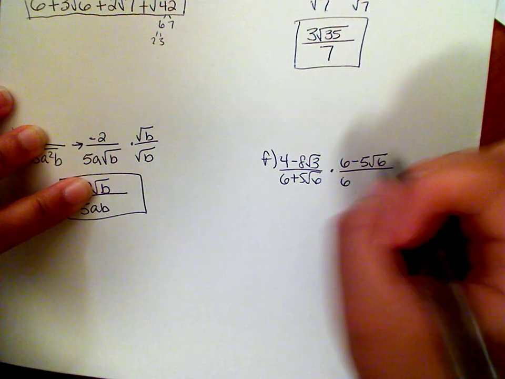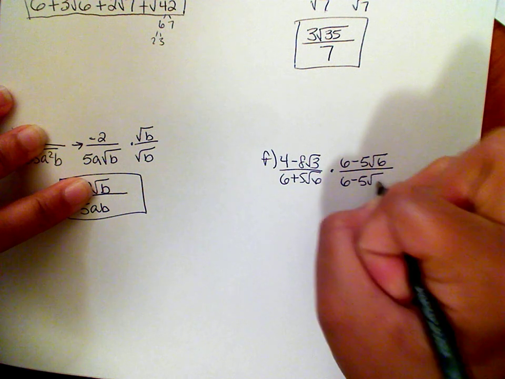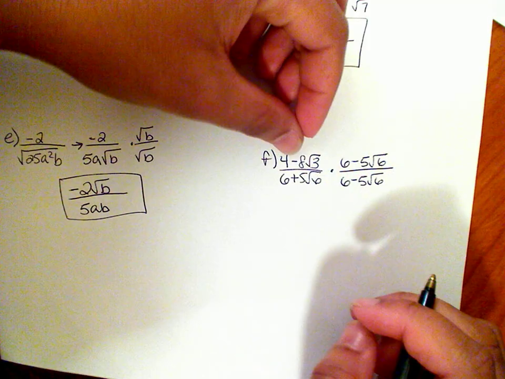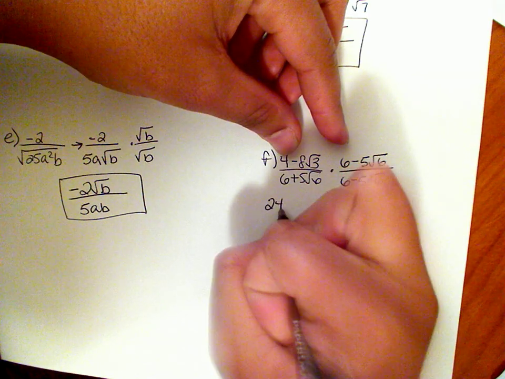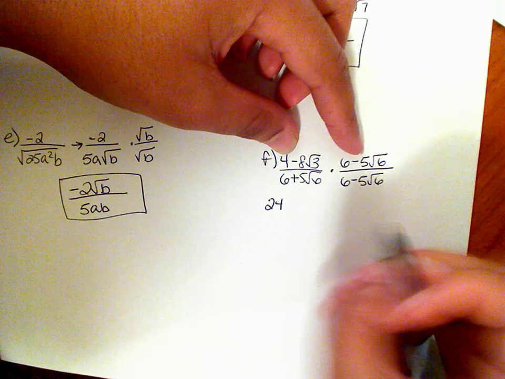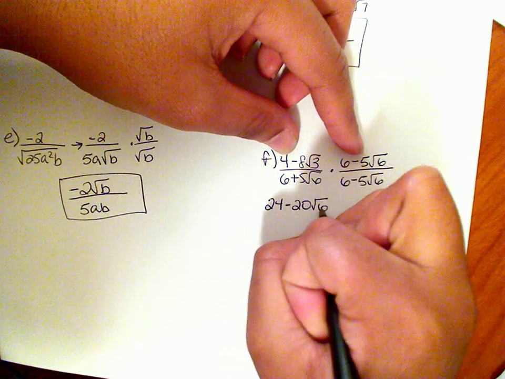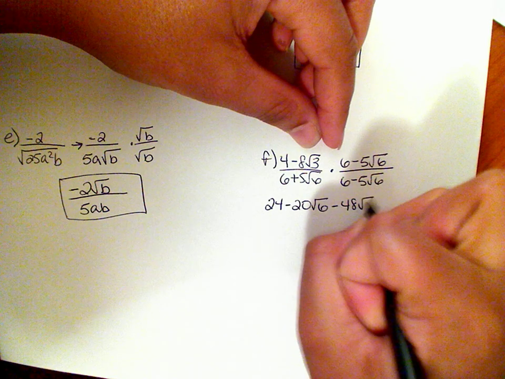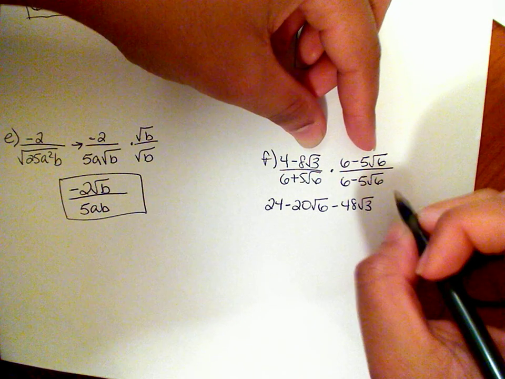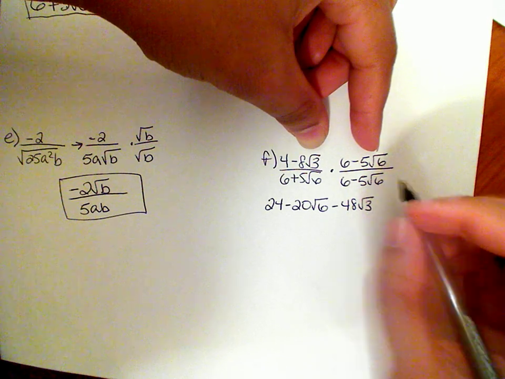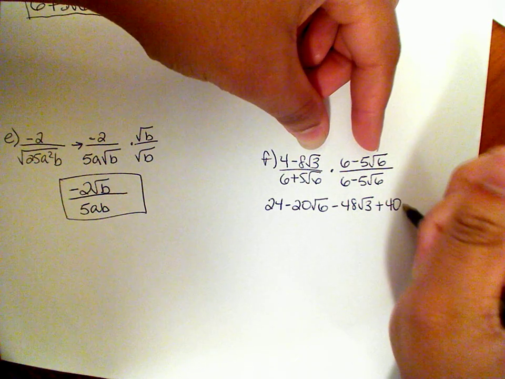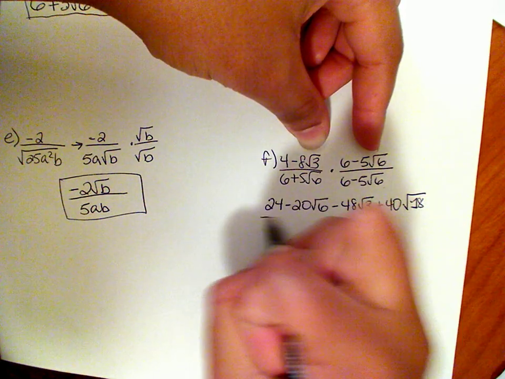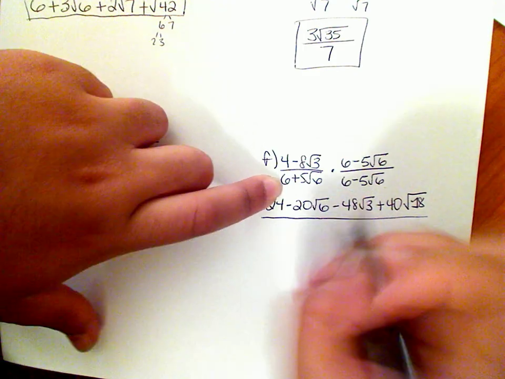So what we multiply by the numerator, we have to do to the denominator so we don't change our expression. So now we're going to double distribute. So 4 times 6 gives us 24. 4 times negative 5 square root of 6 gives us negative 20 square root of 6. Negative 8 square root of 3 times 6 gives us negative 48 square root of 3. And then lastly, negative 8 square root of 3 times negative 5 square root of 6 gives us positive 40 square root of 18, because 3 times 6 is 18. Alrighty, and then over 6 times 6 gives us 36.